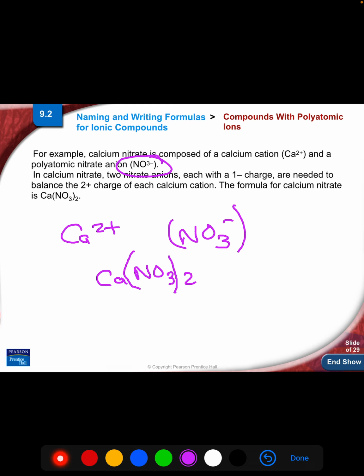Okay, and so that means I would actually have a total of 2 nitrogen atoms in the compound and a total of 6 oxygen atoms in the compound. It's getting much more complicated. So this would have 6, 7, 8, 9 different atoms in it.